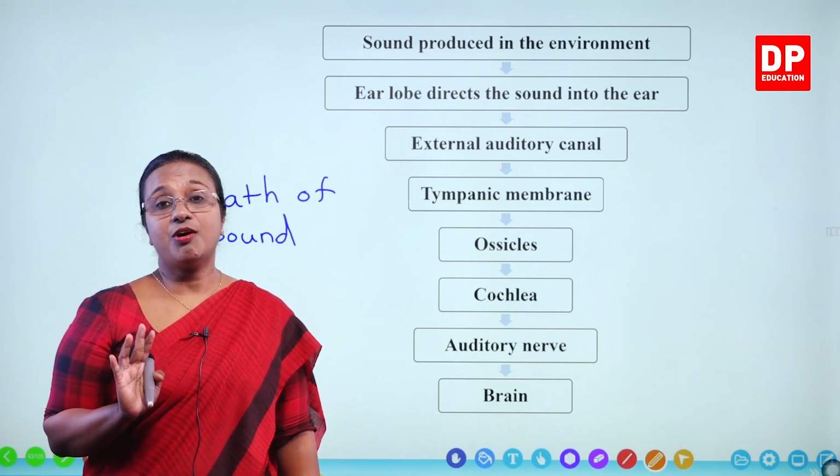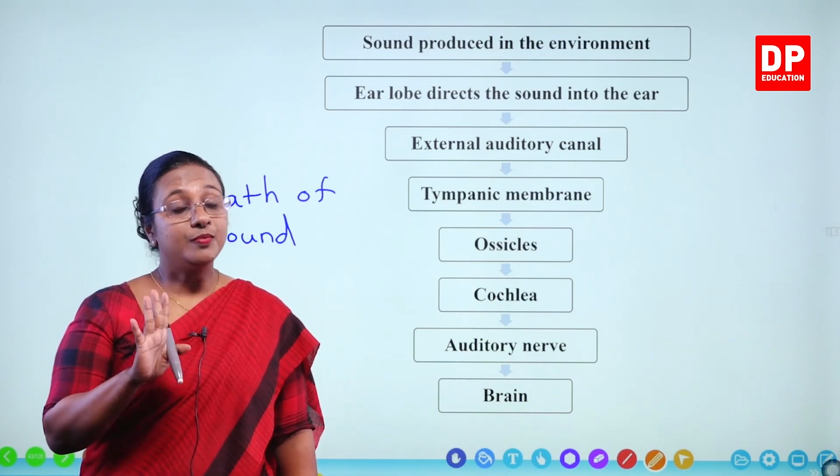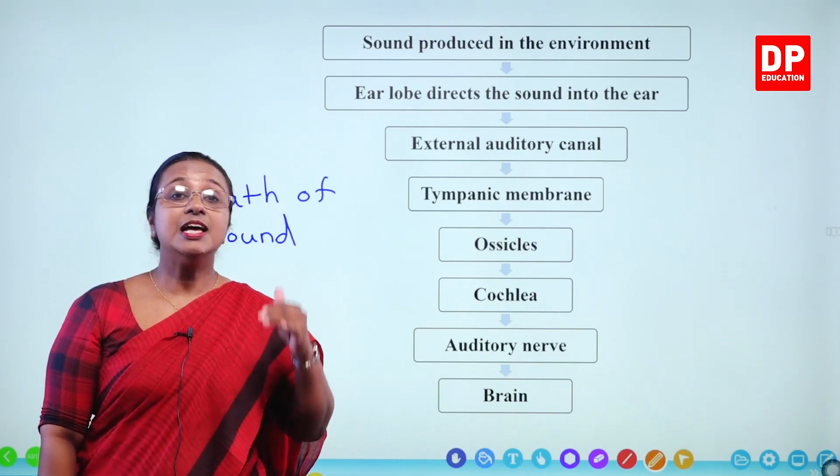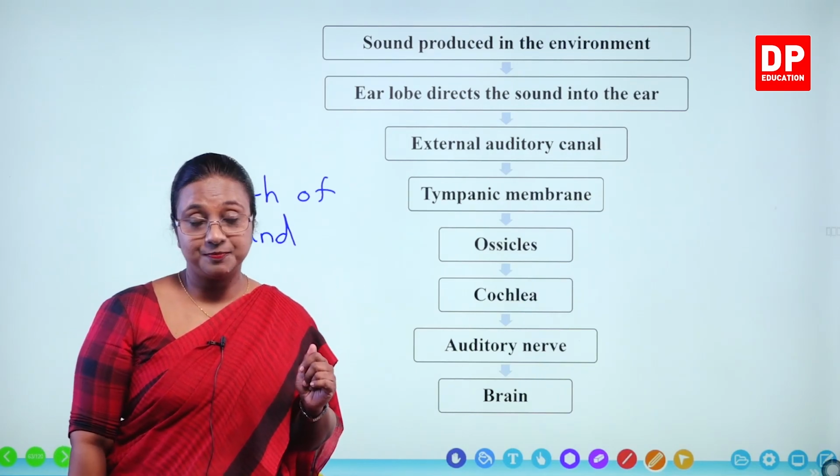Is that clear to you all now? So, with that, I will move on to the next topic where we discuss the defects in the ear.